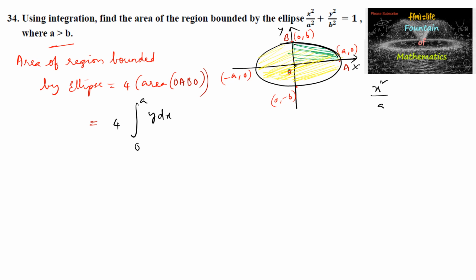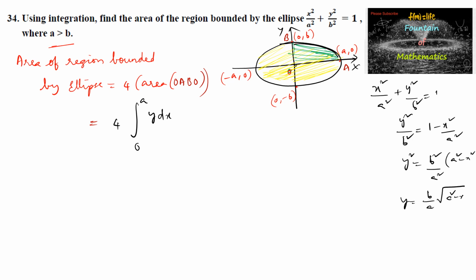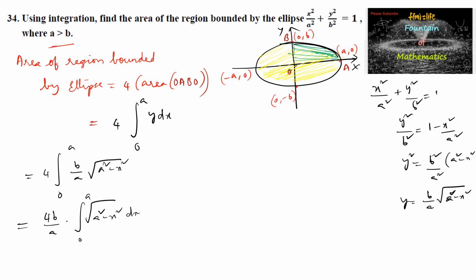Since x square upon a square plus y square upon b square is equal to 1, so we can write y square upon b square is equal to 1 minus x square upon a square, that is y square is equal to b square upon a square of a square minus x square, or y is equal to b upon a root of a square minus x square. So here we can write 4 times integral 0 to a b upon a root of a square minus x square, or 4b upon a integral 0 to a root of a square minus x square dx.